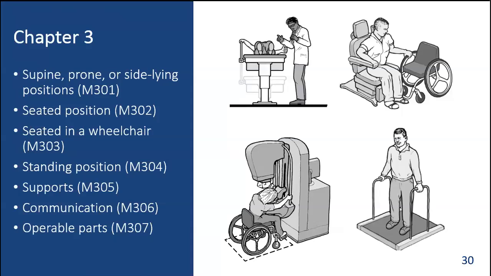M304 covers standing positions, which is illustrated by a person standing on a weight scale, holding on to horizontal supports. Each of these patient positions will be discussed first, then we will go into further details on supports, communication, and operable parts.